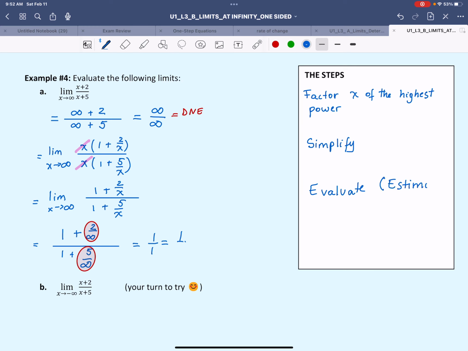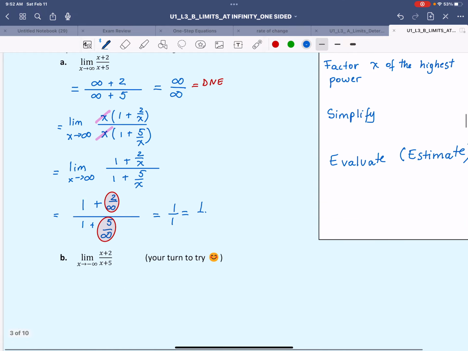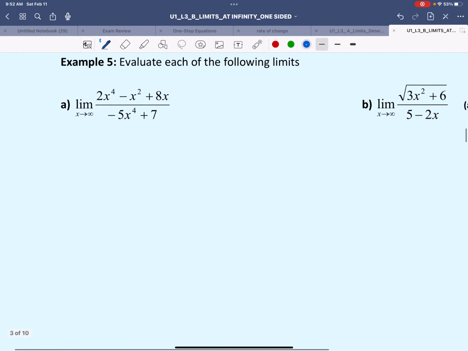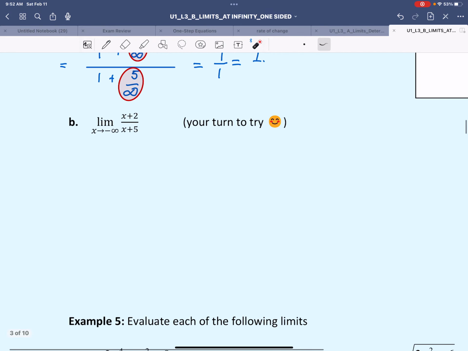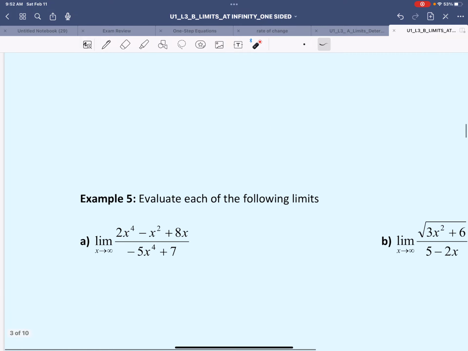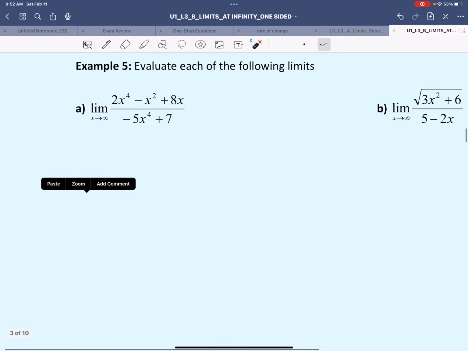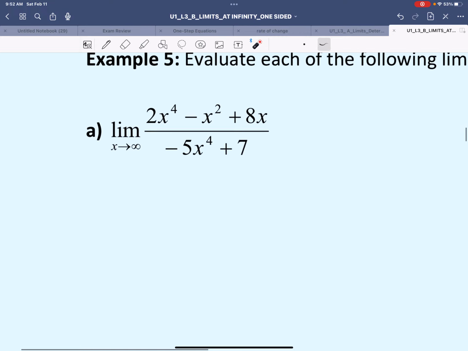And voila, we're done. We have another example here. You can try this on your own, and I will move on to example number 5. And obviously you have the solutions posted online for our course, so it's easy for you to check your answers. And here we go. We're going to try another limit here.